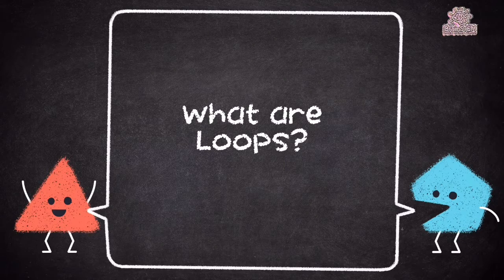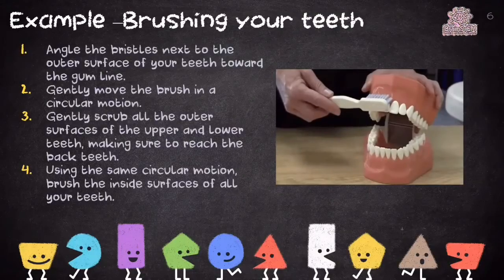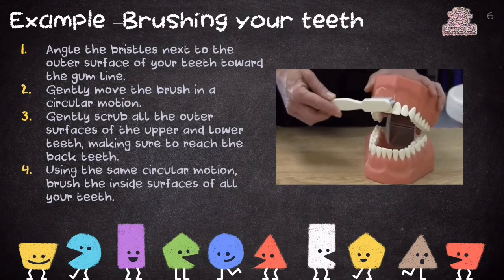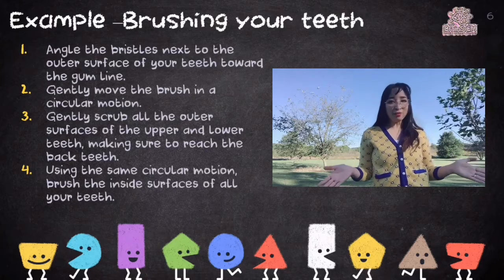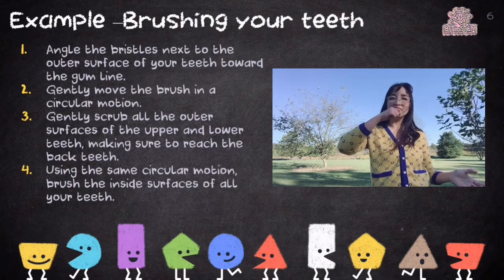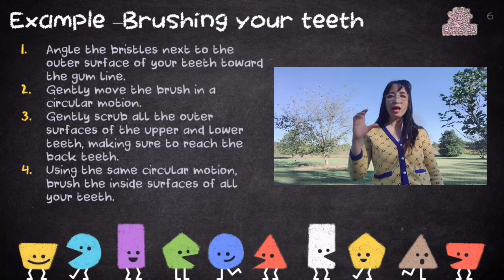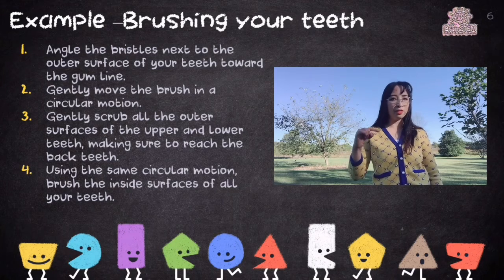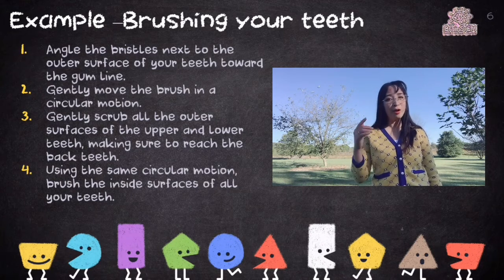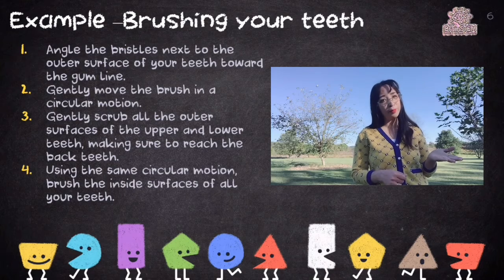What are loops? Loops can execute a block of code a set number of times, or until a certain condition is met. Example: brushing your teeth. Loops are everywhere, even in our daily life. When you brush your teeth, you follow the same steps over and over again until you're done. The same thing happens with a computer. The computer has to know the steps for doing things first. And you as a programmer have to tell the computer how many times to repeat those steps, or when the computer can stop repeating them.